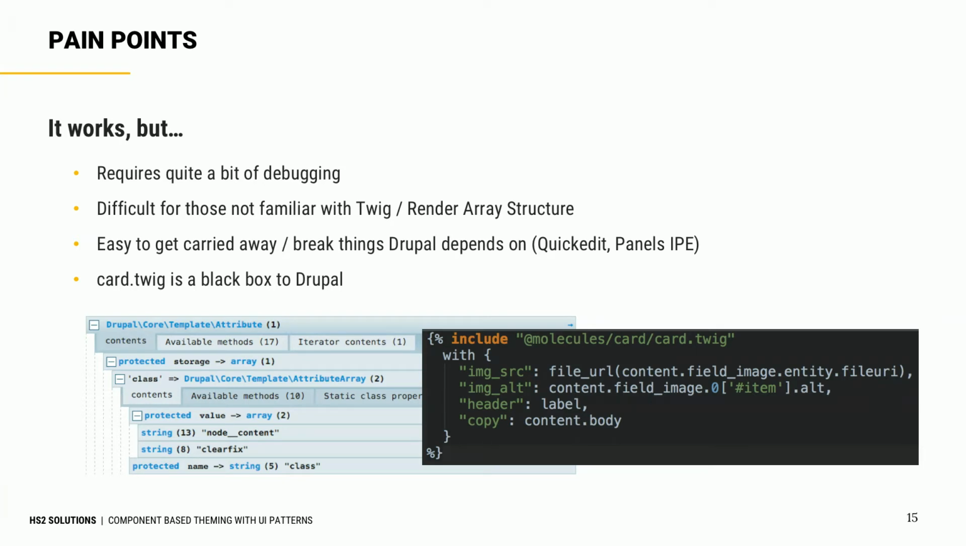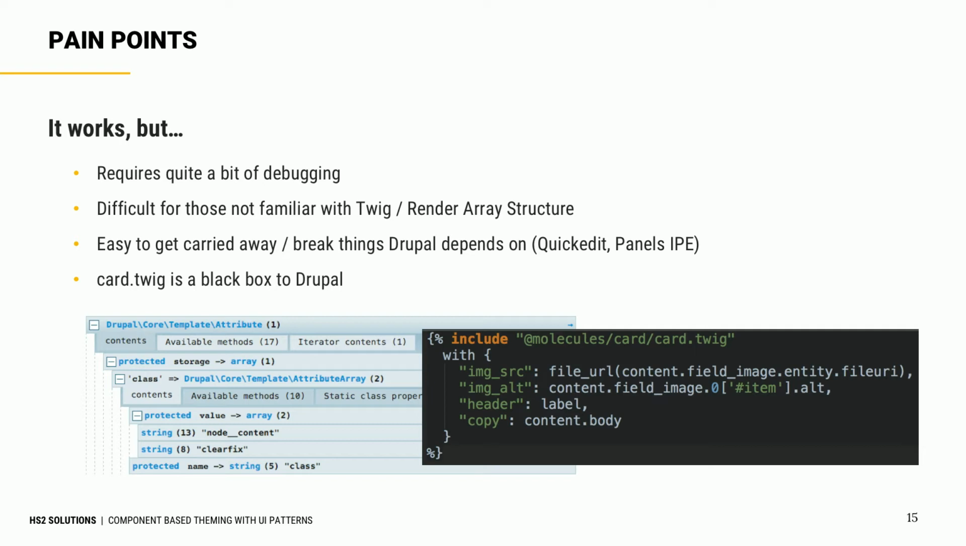And then I've also found that, especially as you define your component in your pattern library in isolation, you're often going to define the perfect stripped down version of that component that has no additional wrapping markup, and your image source is going to be its own variable, your alt text is going to be its own variable. And the more you do that, the easier it gets to strip away things that Drupal depends on, like breaking Quick Edit or having impact on the Panels in-place editor if you're using that.